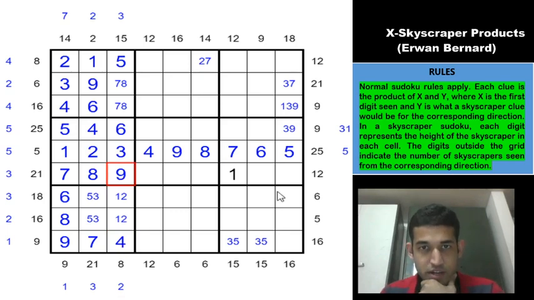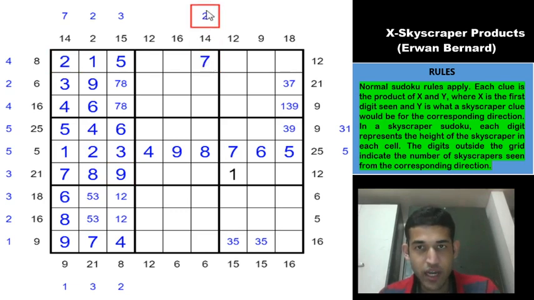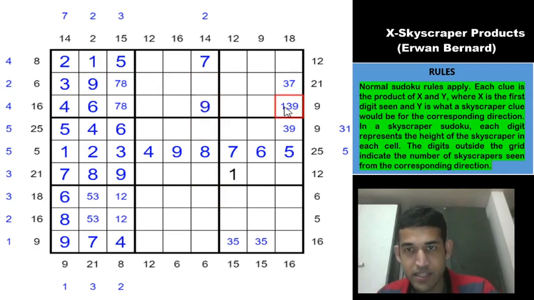How do we continue further here? Okay, you have a 2 here, which means that this must be a 7 and the corresponding skyscraper clue must be a 2. And you are seeing only 2 buildings in this direction, so 9 cannot be behind the 8 because then you will see 3 buildings, so 9 must be in one of these 3 cells. 9 cannot be here, so 9 must be in one of these 2 cells. But 9 is already here, which means that this must be a 9 and this must be a 1 and 3. And correspondingly, the skyscraper clue must be 9 or 3.